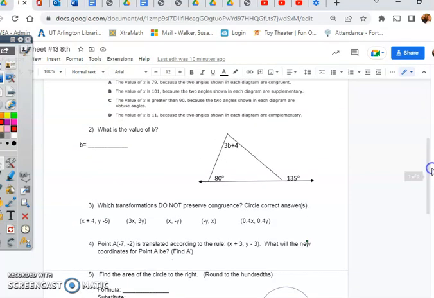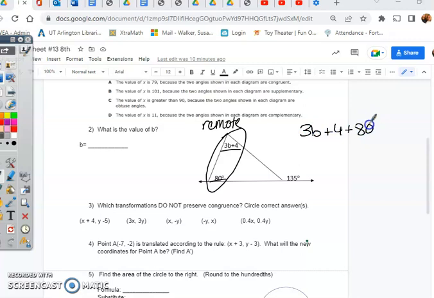Okay, next one. So we were really hitting this hard at the end of last week. Okay, what is the value of B? So remember, we call these remote angles. And the remote angles add up to that exterior angle that it does not touch, right? So, again, there's different ways of doing this, but what I would do is I would add my 2 angles, 3B plus 4 plus 80, and that's going to equal 135. Okay, so you are going to solve that.